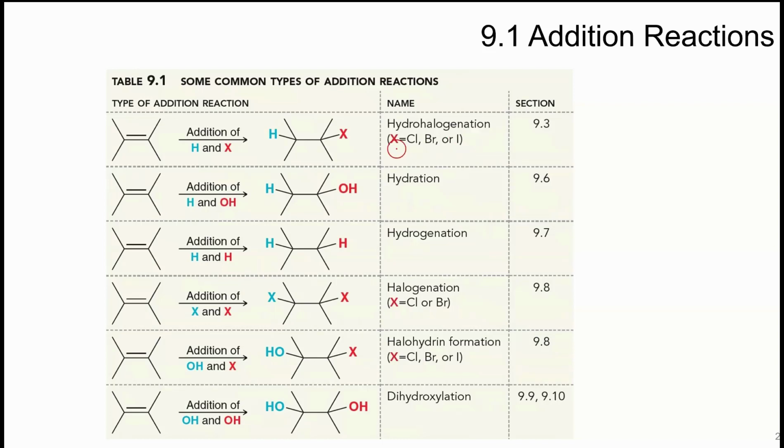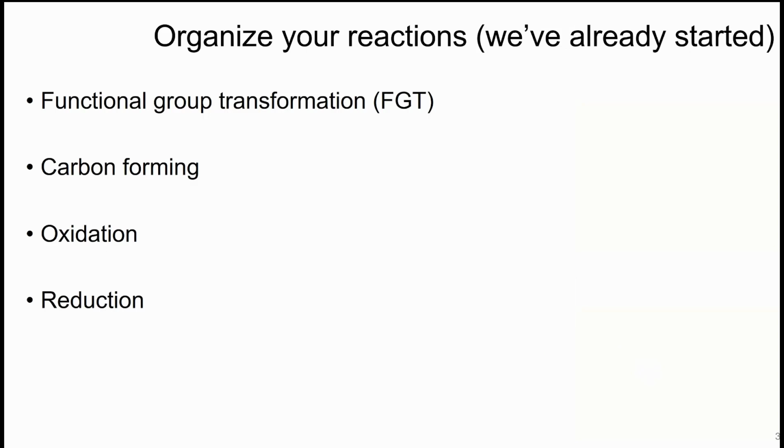There's a hydrohalogenation, where you add a hydrogen and a halogen across the double bond. We have hydration, so we're adding water across the double bond. In a hydrogenation, you're adding two hydrogens across the double bond, or reducing it. We have a halogenation, where we're adding two halogens, a halohydrin, where we have a halogen and a hydroxy group, and then a dihydroxylation. Most of these fall into the functional group transformation category, but there is one that falls into the reduction category.